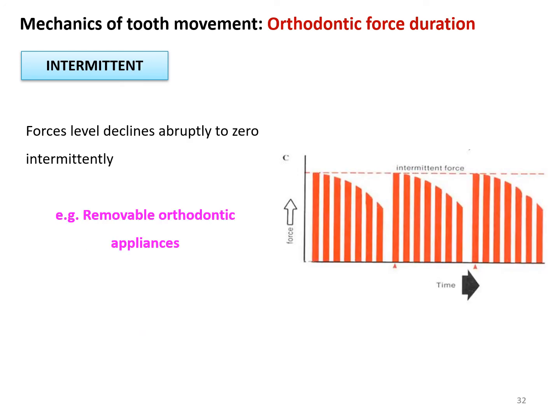So the third kind is known as intermittent force. Here the force level declines abruptly to zero intermittently. So especially when using removable orthodontic appliances with an expansion screw. So till the screw is being activated, the force is being translated. Once the screw is stopped, or the screw is no longer being activated, the forces will decline, okay, or it will stop abruptly. So that is what is known as intermittent force.